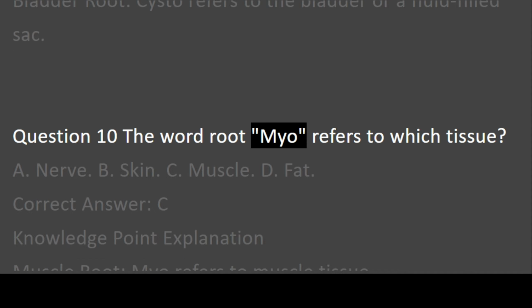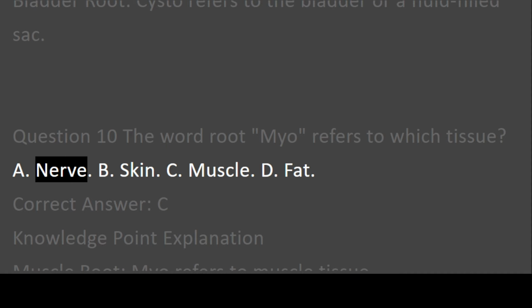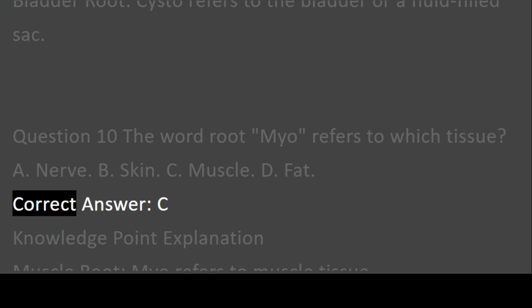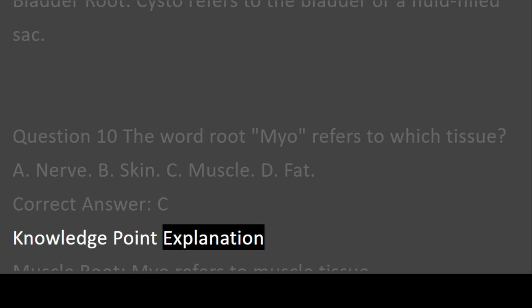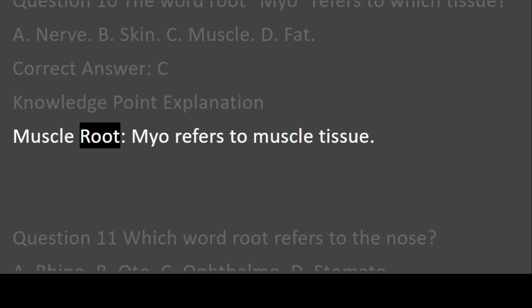Question 10. The word root myo refers to which tissue? A. Nerve. B. A skin. C. A muscle. D. A fat. Correct answer, C. Knowledge point explanation. Muscle root, myo refers to muscle tissue.